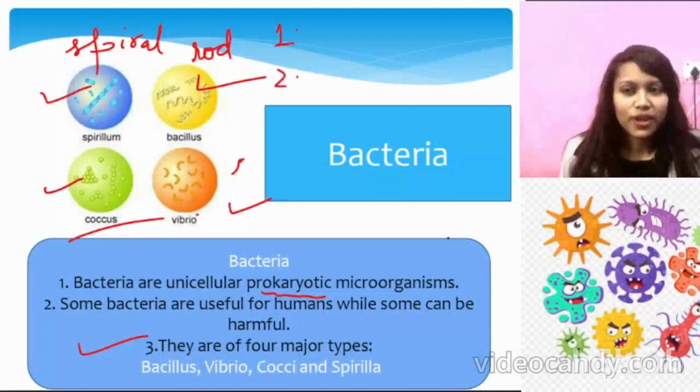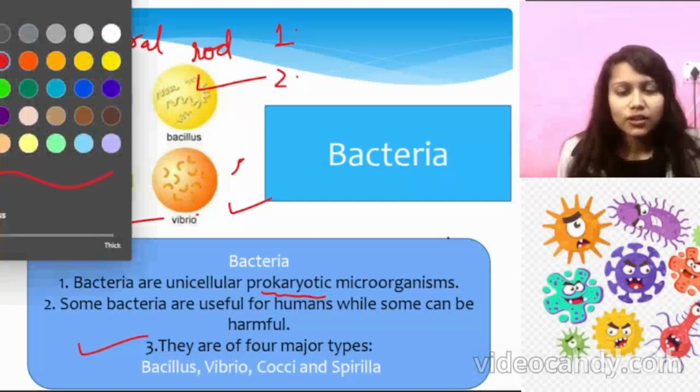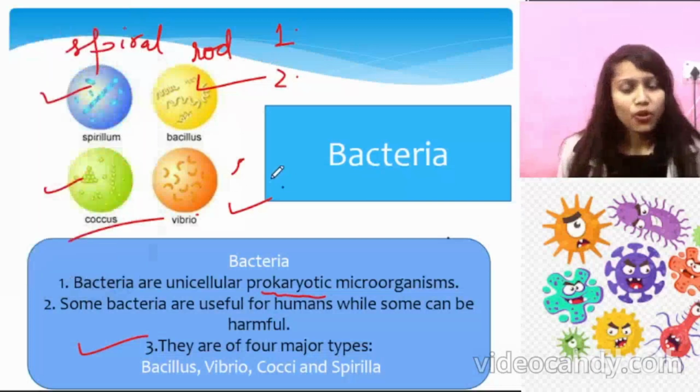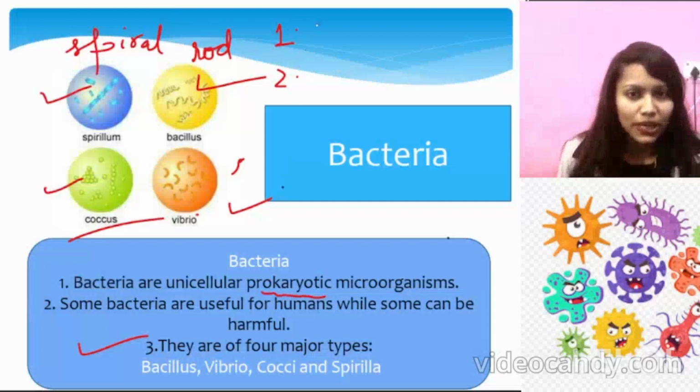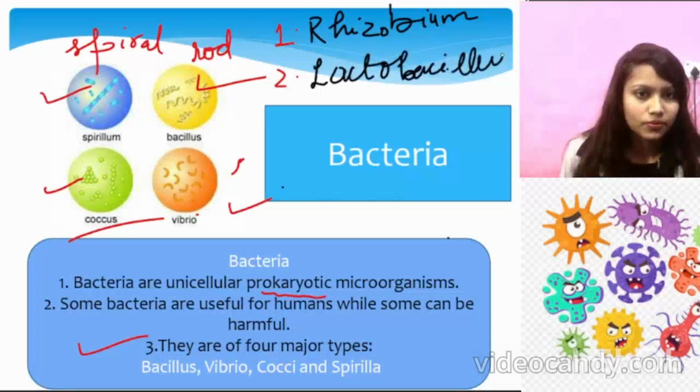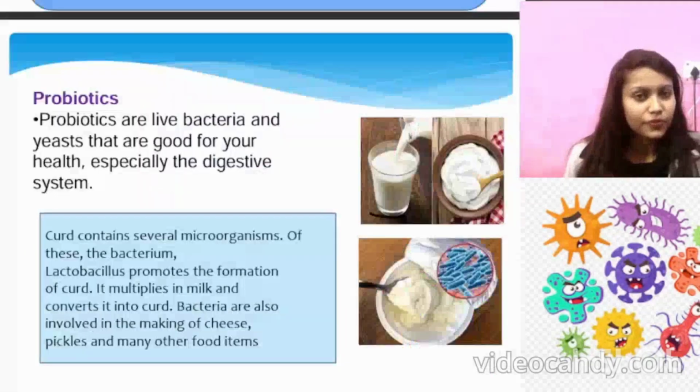Okay, let's use a different pen for writing the examples of bacteria. Bacteria again is a very diverse group. Here we find various kinds of bacteria, but broadly, mainly you can remember 2 names that I'm writing here. First is Rhizobium, because you will learn more about this in the nitrogen cycle. And one more name you can remember is Lactobacillus species. So these 2 names are important.